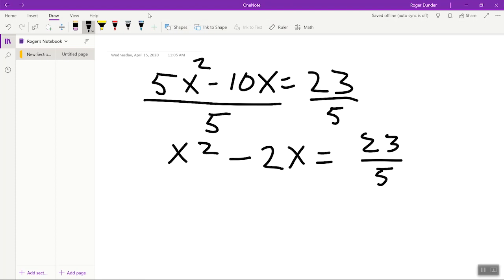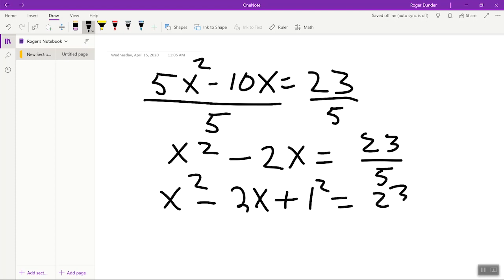So we add the square of half the coefficient of x. What's half the coefficient of x right now? Coefficient of x is negative 2. Half of negative 2 is negative 1. Negative 1 squared is positive 1. So the left side then becomes x squared minus 2x plus 1 squared, which is just 1, equals 23 over 5 plus 1. Okay?